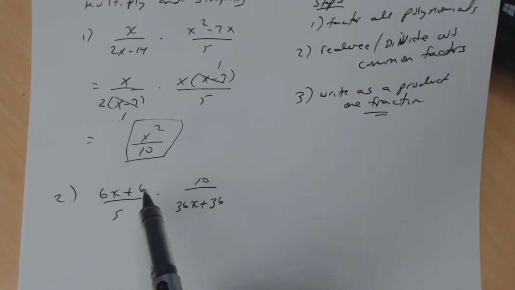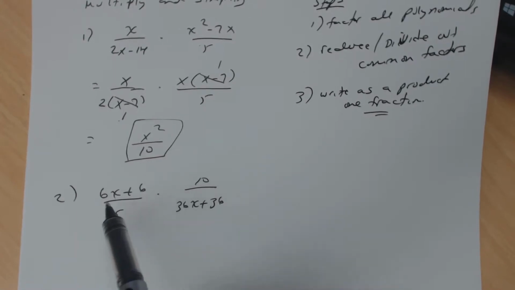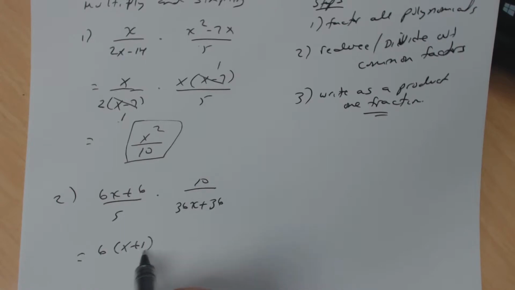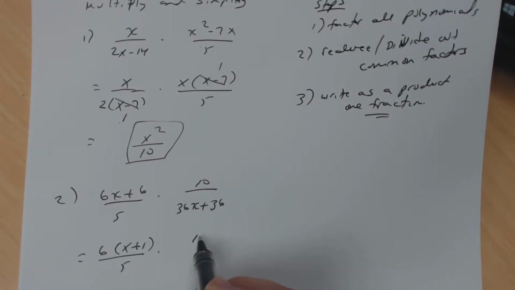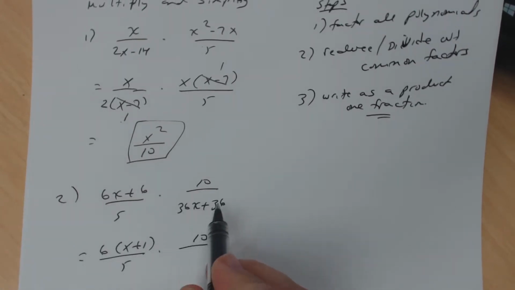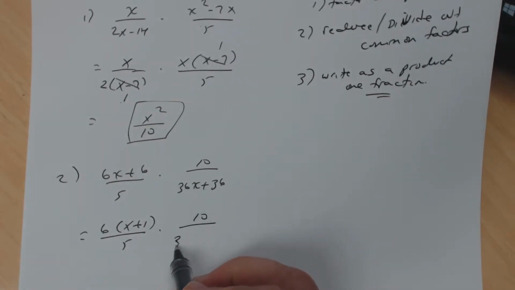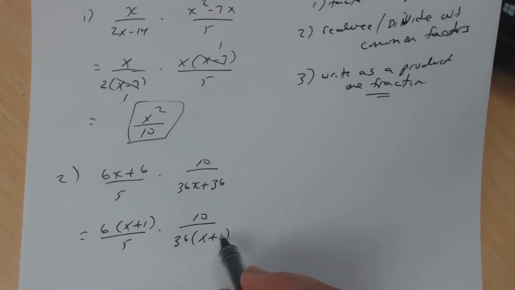Now, in that first numerator, I can factor out a 6. The GCF is 6. Always make sure you use the GCF. So I get 6 times x plus 1 divided by 5 times 10 divided by, over here, this binomial I can factor, the GCF is 36. So 36 times x plus 1, because 36 times x is 36x, and 36 times a positive 1 is a positive 36.